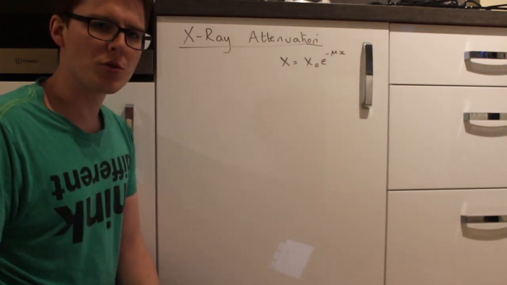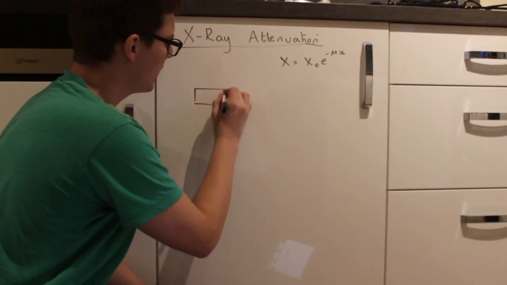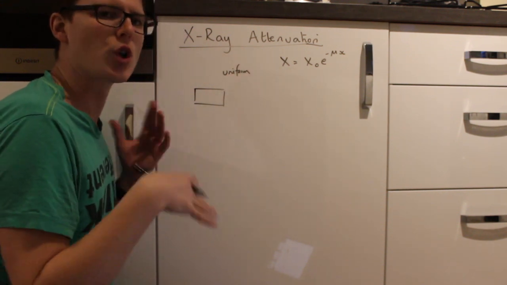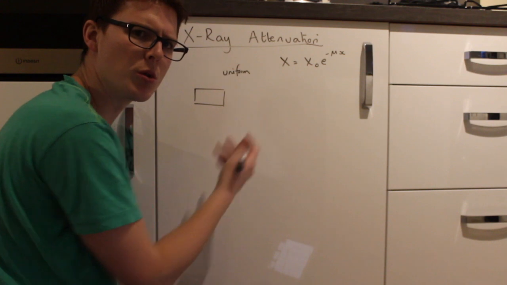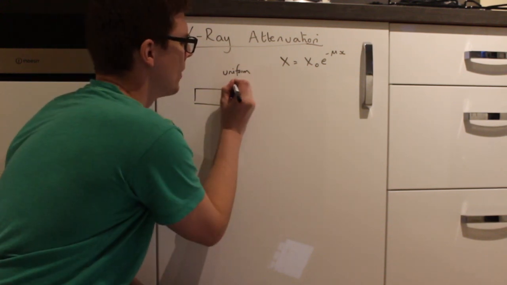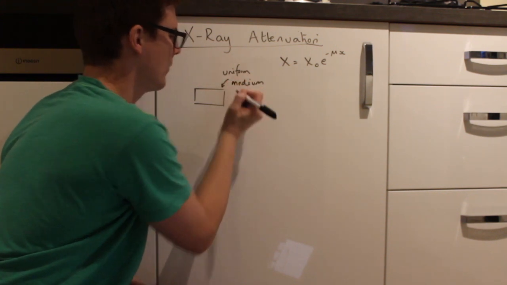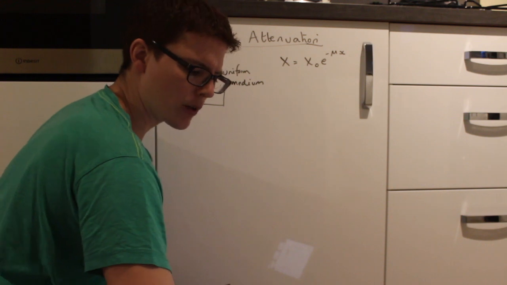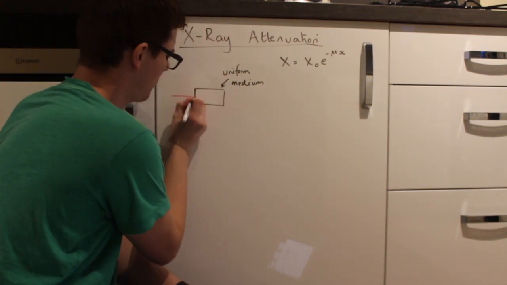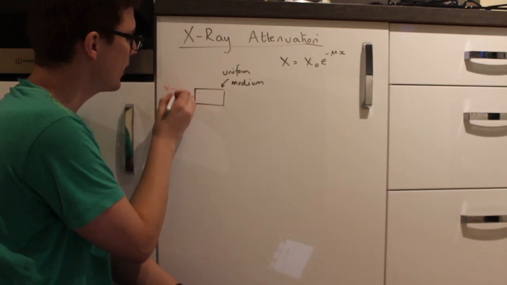To introduce it, we're going to imagine that you've got some sort of medium, and it's going to be a uniform medium. In other words, the density is constant throughout, the same material. So imagine you've just got a load of soft tissue, quite a lot of it, uniform throughout. We're going to imagine that we've got X-rays coming in from this direction. I'm hoping you can see all this. So this is an X-ray. Maybe I should have drawn it wiggly.